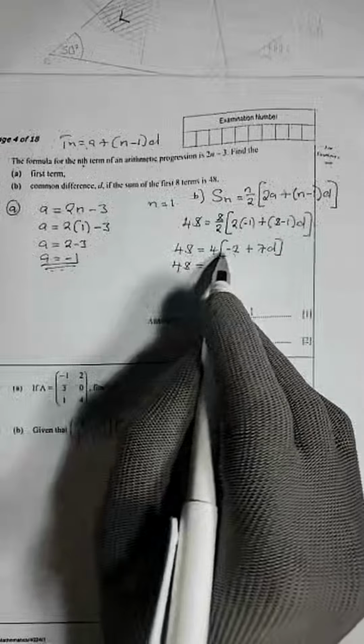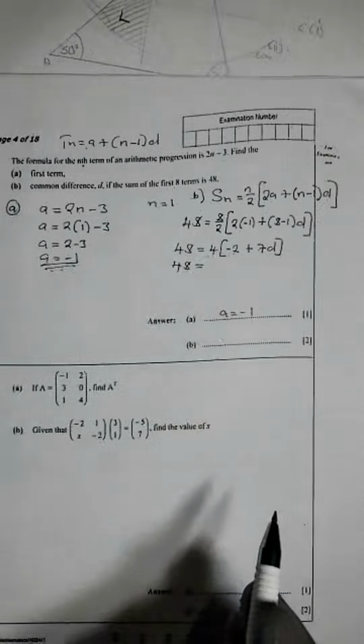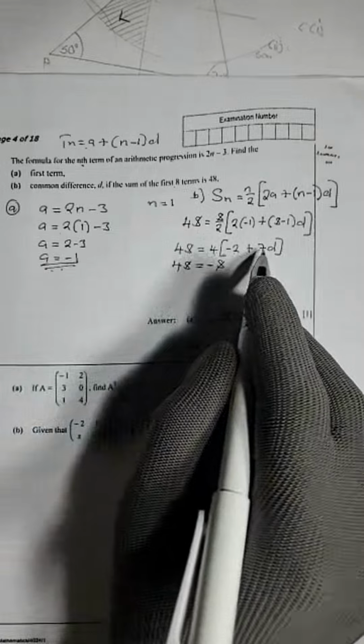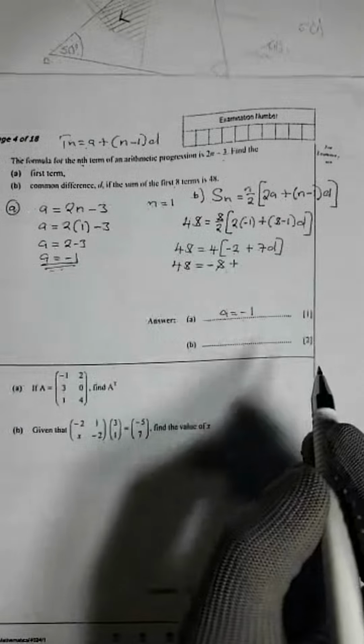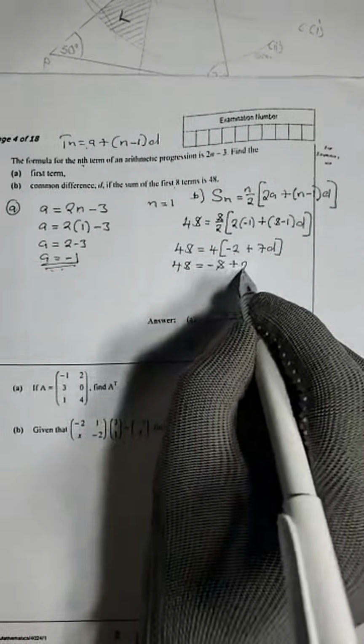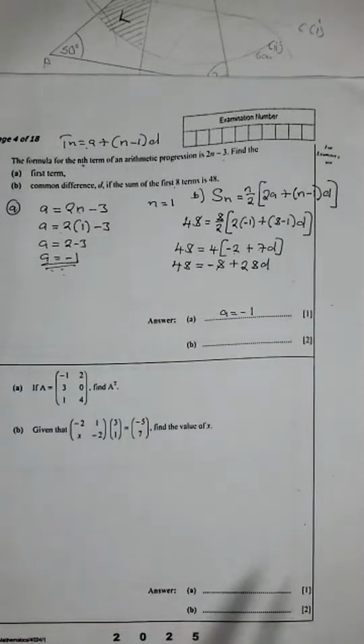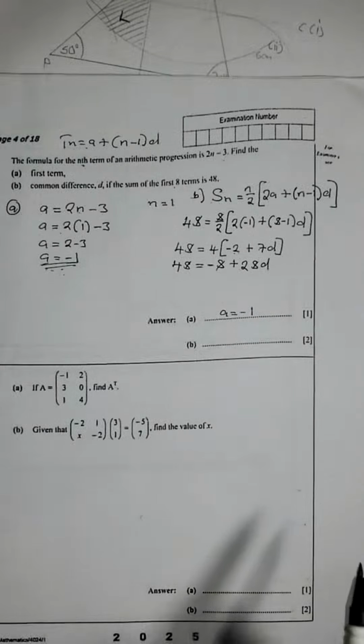The only thing you can do here is to expand. You multiply what is inside by 4. 4 times negative 2 is negative 8. 4 times 7d, 4 times 7 is 28, so we're going to write 28d. Okay? Slow but sure, in the exam, picture distinction.